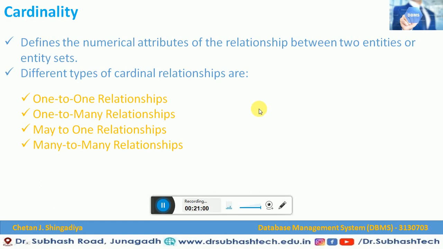Now let us understand what cardinality is. Cardinality defines the numerical attributes of a relationship between two entities or entity sets. There are different types of cardinal relationships in an ER diagram. For example, one-to-one relationship, one-to-many relationship, many-to-one relationship, and many-to-many relationship. Now let us explain all these relationships one by one.